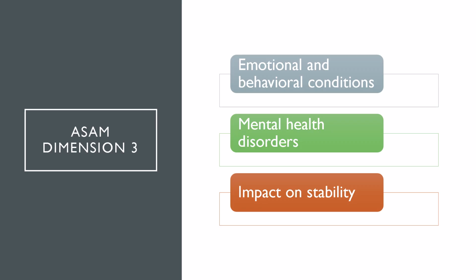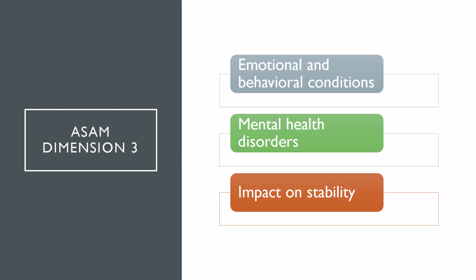ASAM Dimension 3 focuses on emotional, behavioral, and cognitive conditions. And this is where a large portion of your counseling work is going to live. When we evaluate this dimension, we're looking at mental health symptoms, behavioral patterns, overall emotional stability. And that's going to include conditions like depression or anxiety, bipolar disorder, PTSD, and other co-occurring disorders. And it's also going to include behavioral issues like impulsivity, aggression, difficulty regulating your emotions.